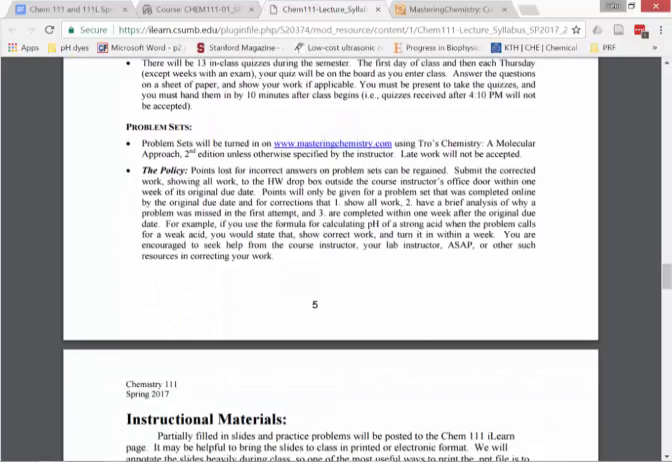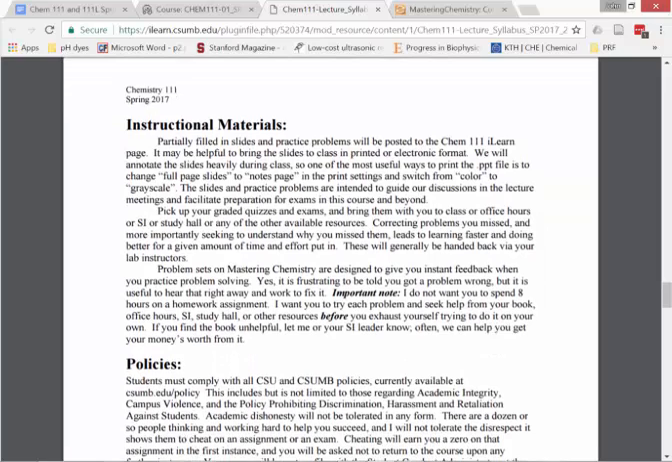So the problem sets are in Mastering Chemistry, but I always make some time for people to get the access codes sorted out. The first problem set will be, I think, a Google quiz, so I'll send that out so you have a couple of weeks to get Mastering Chemistry together, so everyone will have access to that.